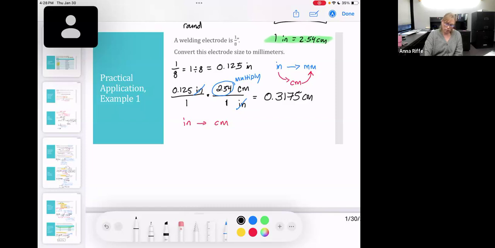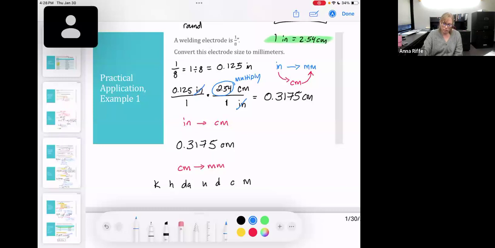So we have 0.3175 centimeters. To convert from centimeters to millimeters, this is a metric to metric conversion. Therefore, I can remember my prefixes. King Henry died unusually drinking chocolate milk. And I can decide how many decimal places I want to move.